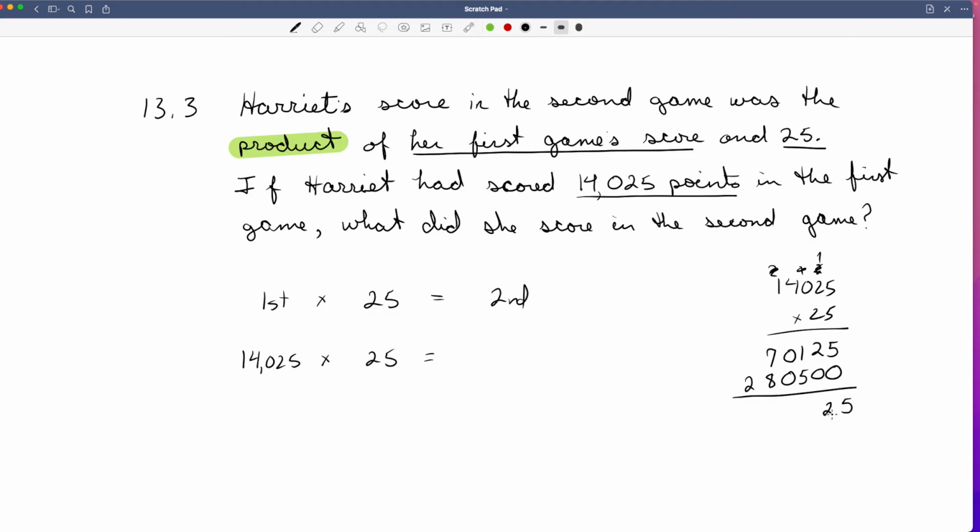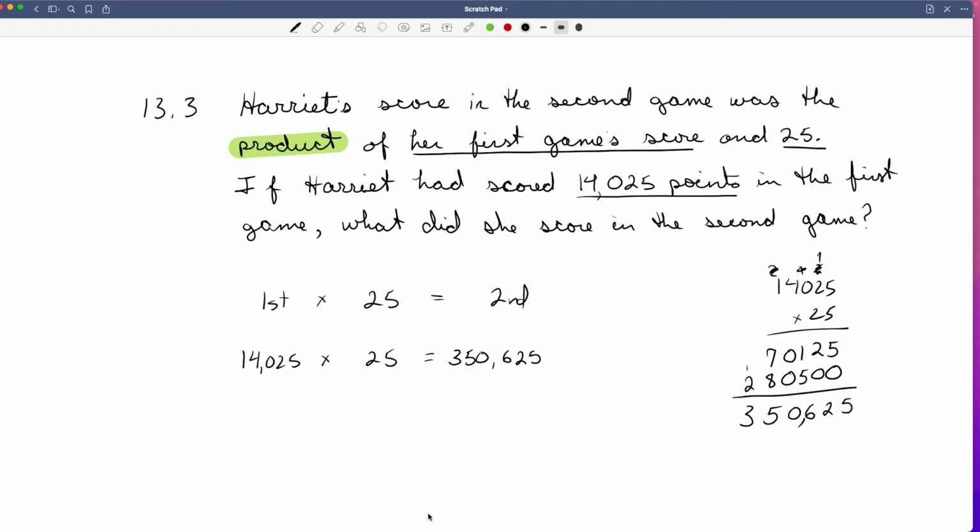5, 2, 6, 0, 5, carry the 1, 3. 1, 2, 3, comma. So her score in the second game was 350,625 points.